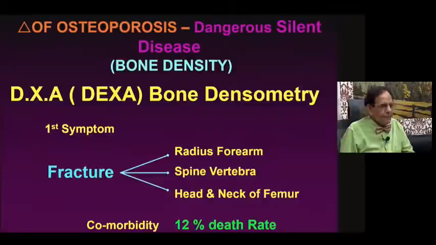Please remember that the symptoms of a fracture in the forearm are very easy. The bone breaks, the patient can know something has happened, and X-ray shows the fracture. With the head and neck of the femur also, the patient slips and falls down, there is pain, the patient can't move the leg, and you know there is a fracture. A spine vertebra fracture is a little tricky. These old ladies of 70s and 80s, even otherwise, have pain in the back because of osteoarthritis. So when a fracture of the vertebra takes place, the pain may be mixed up with that pain.